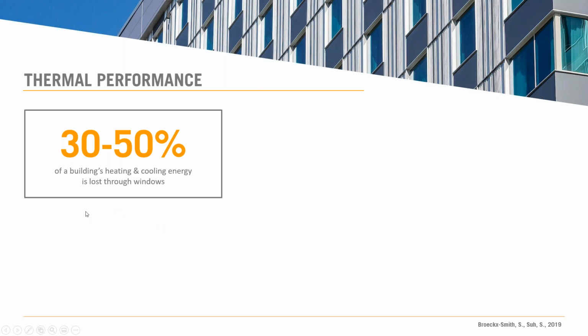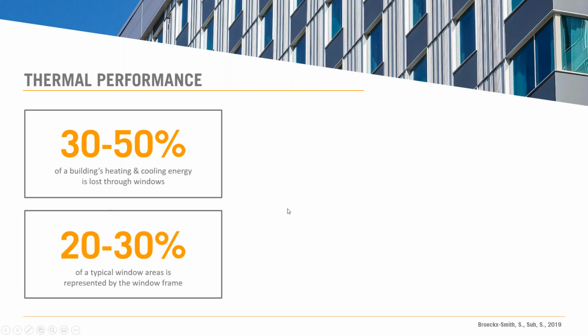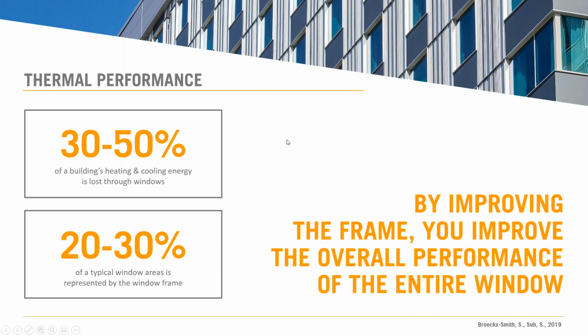About 30 to 50% of your building's heating and cooling energy is lost through the windows. And more importantly, 20 to 30% of the window area for heat loss is the frame. So naturally, by improving that frame, you're going to improve the whole window and by extension, the whole building.